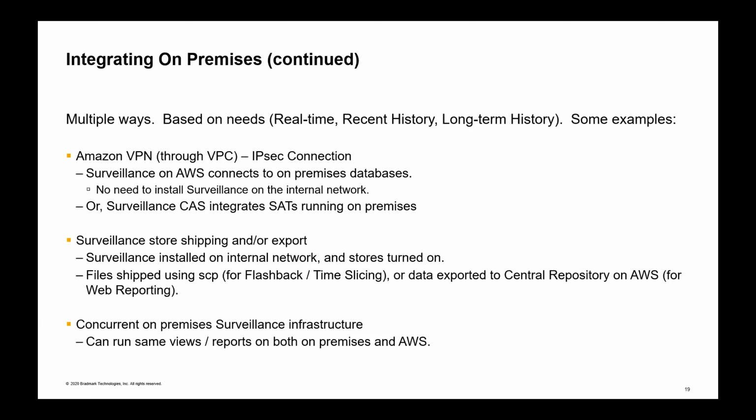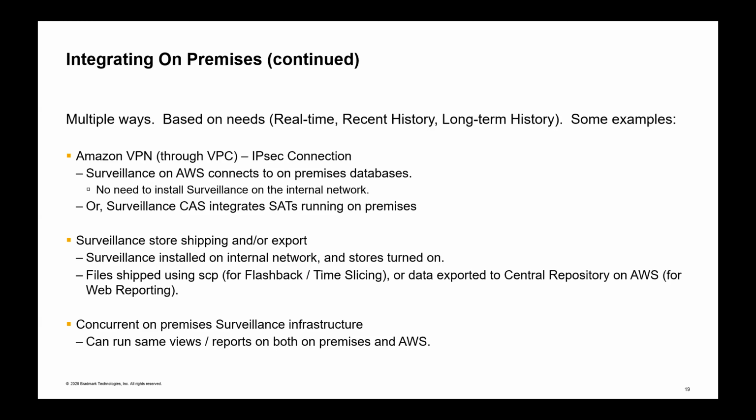There are a lot of different ways to do it, but here are a few examples. One way is through Amazon VPN, which is basically an IPsec connection that'll provide you real-time access to the stats that are on premises, or access to the on-premises databases. So you could deploy stats that are in the cloud that connect to those on-premises databases through the Amazon VPN. That way you don't have to install any surveillance on the internal network. Some customers like to do that.